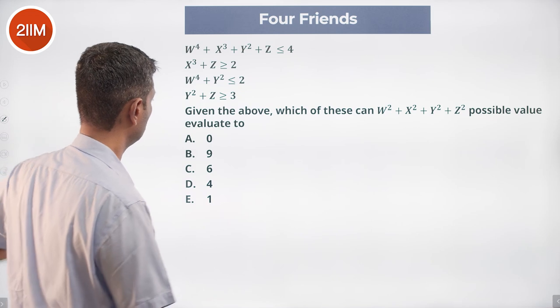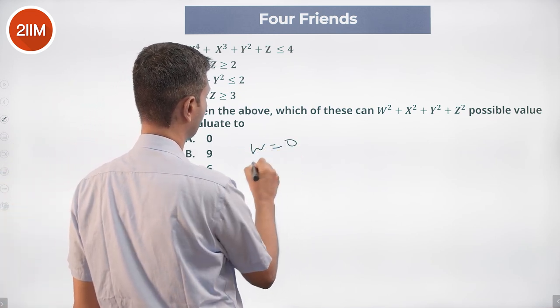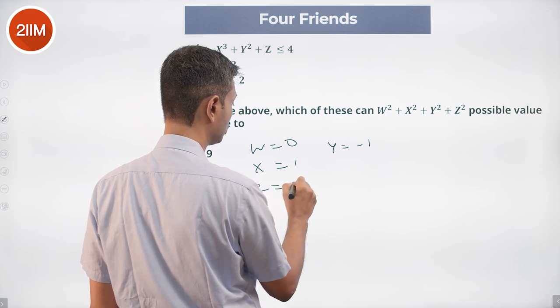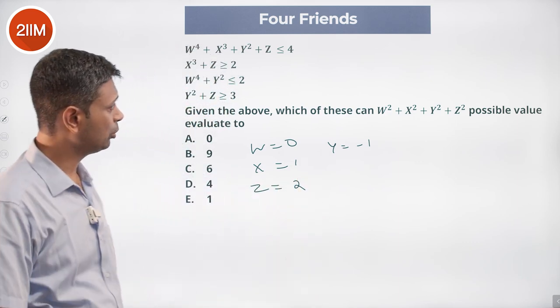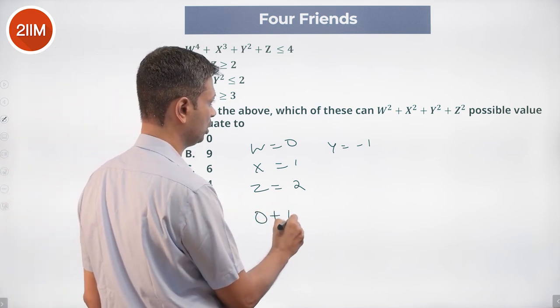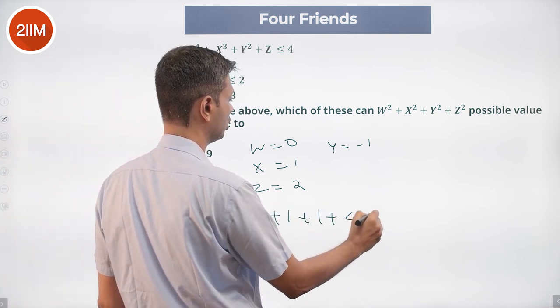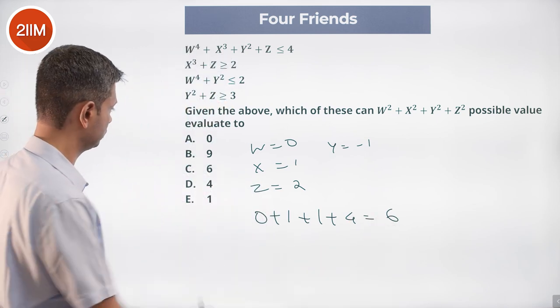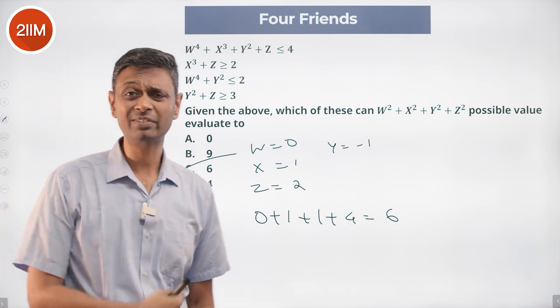So we know that W is equal to 0, X is equal to 1, Y equal to minus 1, Z is equal to 2. W square plus X square plus Y square plus Z square: 0 plus 1 plus 1 plus 4 equal to 6. Possible values equate to only one value. We've got the value of everything.